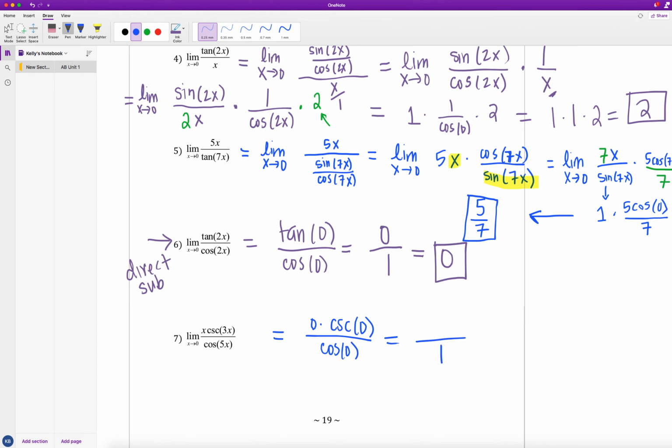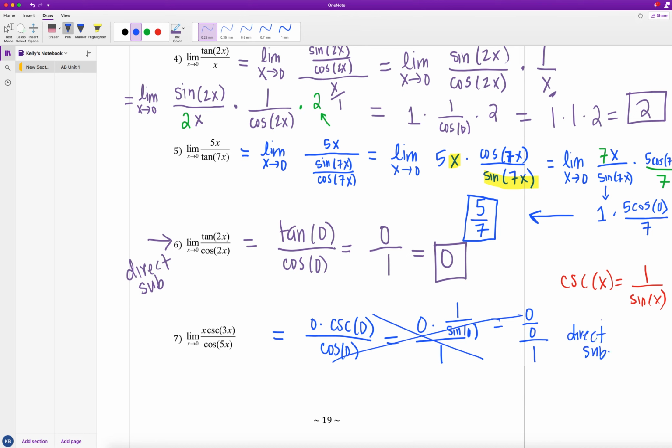But in the numerator here, cosecant, as a little refresher, I'm going to stick it over here, cosecant of x is equal to 1 over sine of x. So what that means then is that I have 0 times 1 over sine of 0. But sine of 0 is equal to 0, and this is giving me a problem because I ended up with technically 0 over 0 all over 1. So I still do get this indeterminate form here, and I have to worry about that. So unfortunately, direct substitution in this case will not work. So let's try another route.